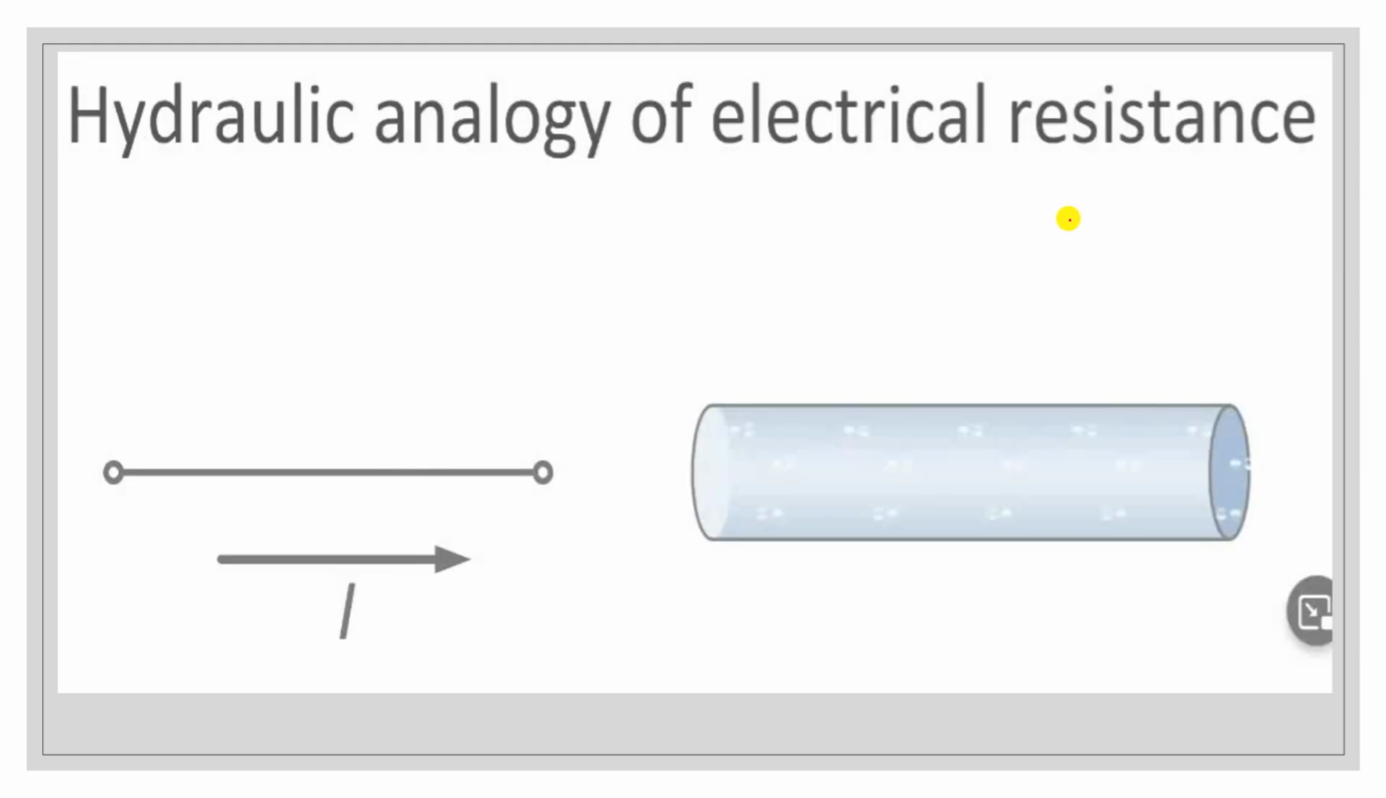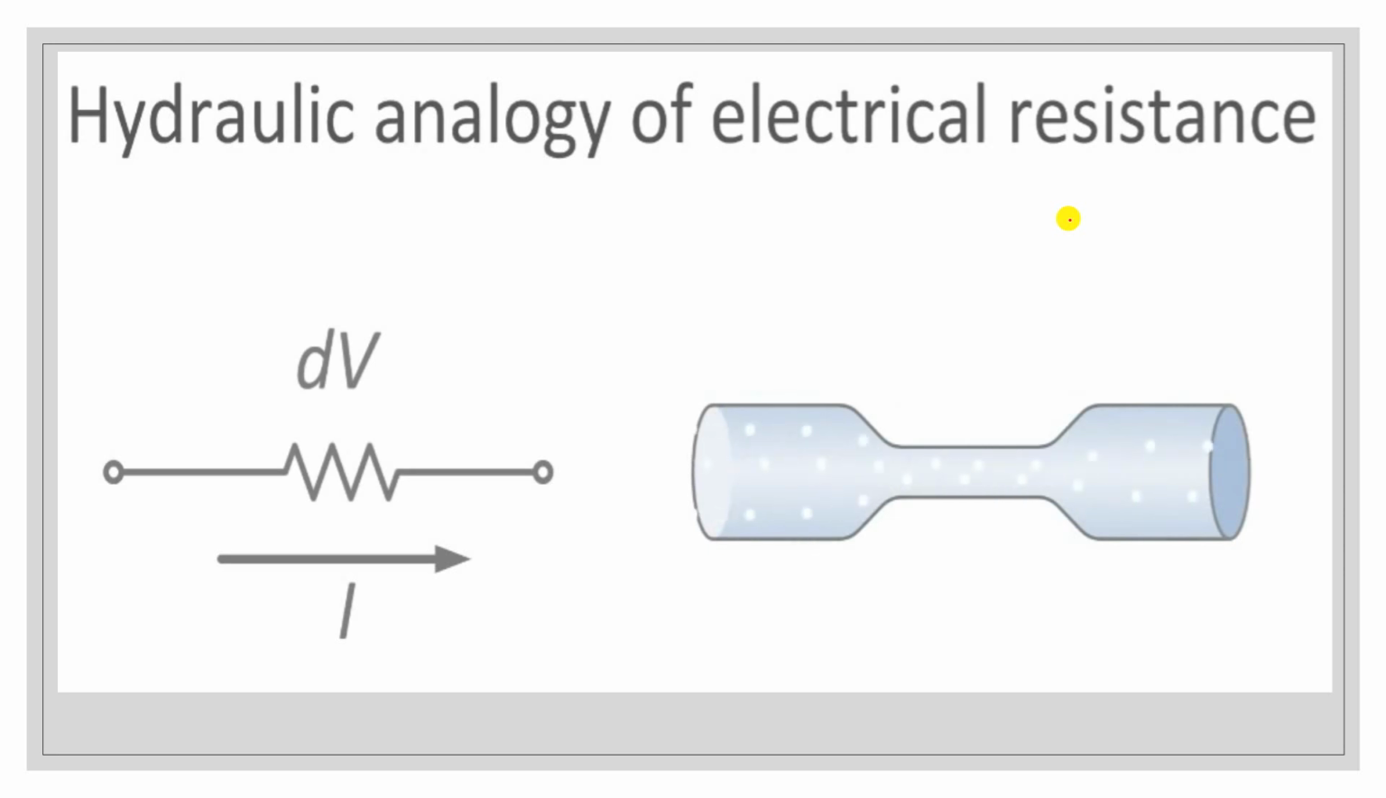Now this is one example of a hydraulic analogy of electrical resistance. As shown in this diagram, water flows from one end to the other end. If the water pipe has some resistance, then the flow of water is resisted. Here the water flows freely from one terminal to the other. Now if we press this pipe, the water flow from one end to the other end is limited due to some resistance or barrier.